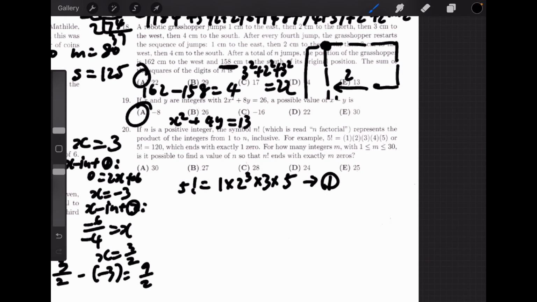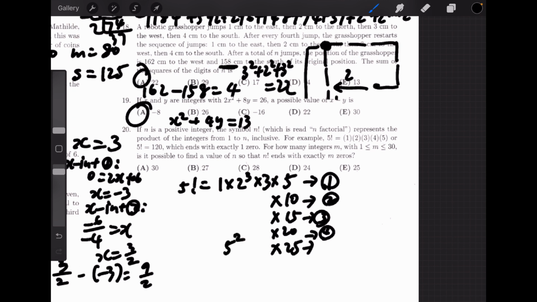So, 10 gives us 2 zeros, 15 gives 3, 20 gives 4, and 25. Because 25 equals 5 squared, which means we have two 5s, we would skip 5 and just get 6 zeros. And same with 50, which is 2 times 5 squared, 2 times 25. So we would skip 11 and just get 12 zeros.